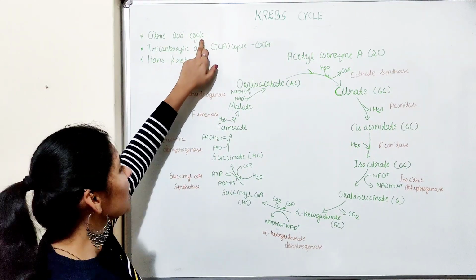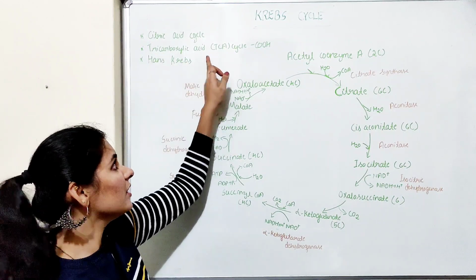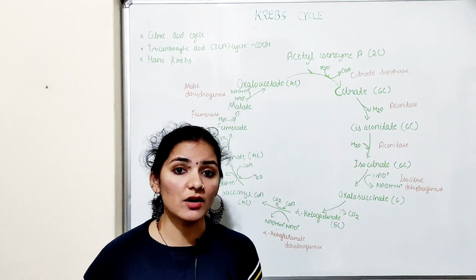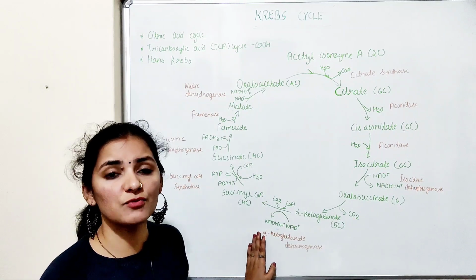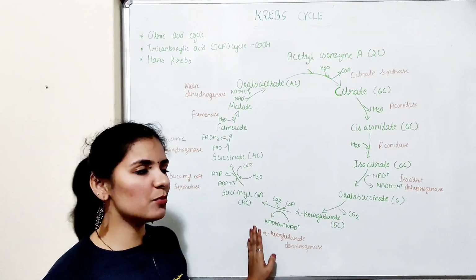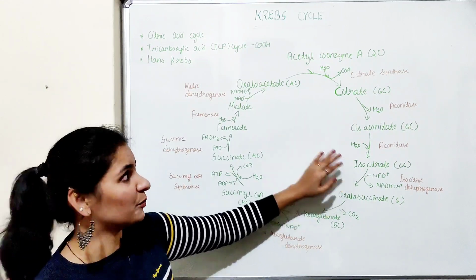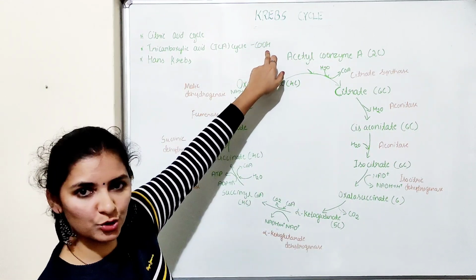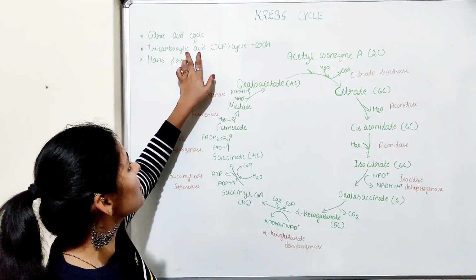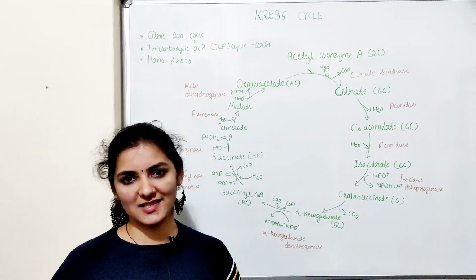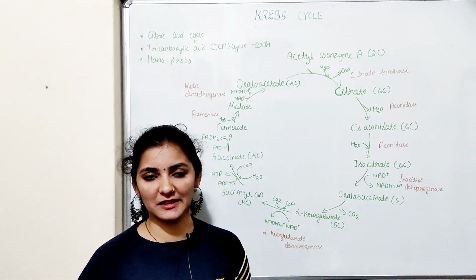The citric acid cycle is also called the tricarboxylic acid cycle or TCA cycle because in this series of reactions, most of the intermediate compounds formed consist mainly of 3 carboxyl groups, or 3 COOH groups. That's why this cycle is also called the tricarboxylic acid cycle or TCA cycle. So these are the different names of the Krebs cycle.